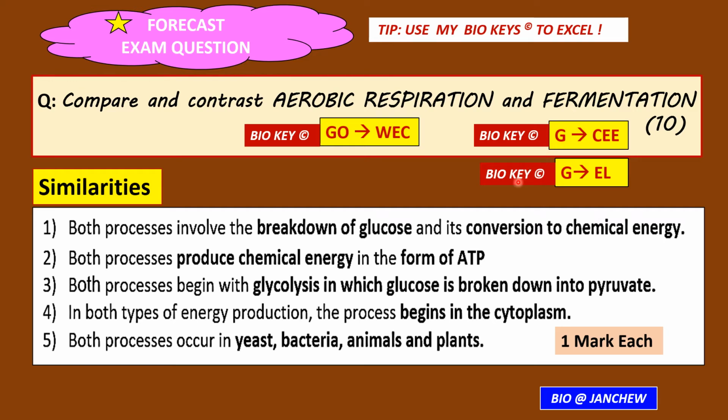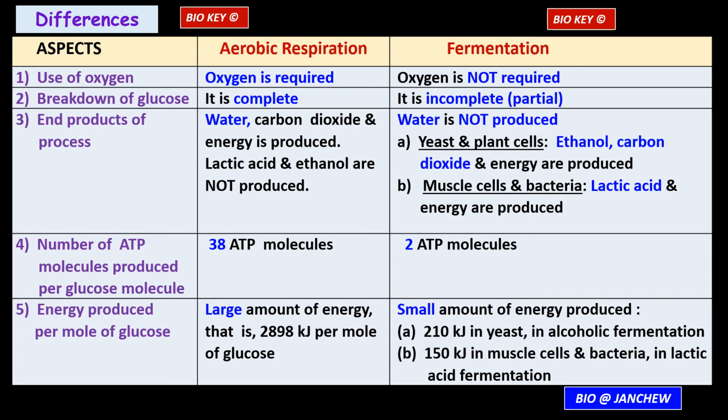Okay, right. So these are the 5 similarities. Each one is 1 mark each. So you can write this down, and then let's go on to the differences. Going on to the differences. So again, first of all, we write down our acronyms. GOWAC, and for fermentation, GC and GEL. Right. So now the aspects. I've written down the aspects here at the side, so it's easier to remember.